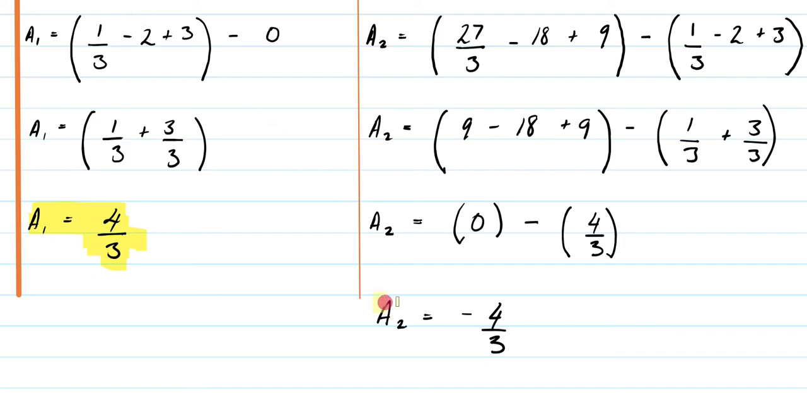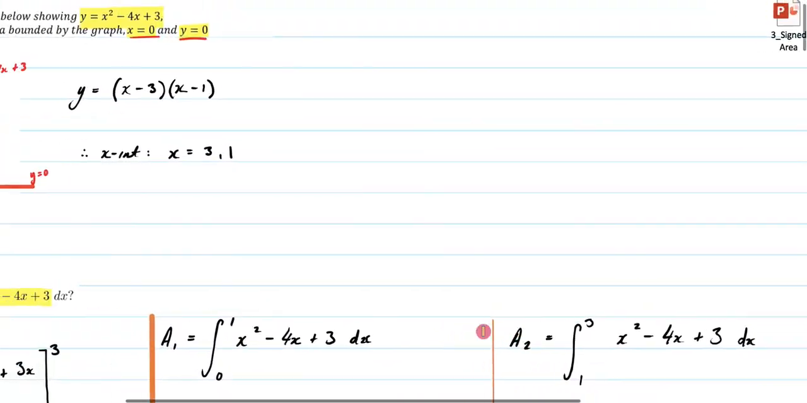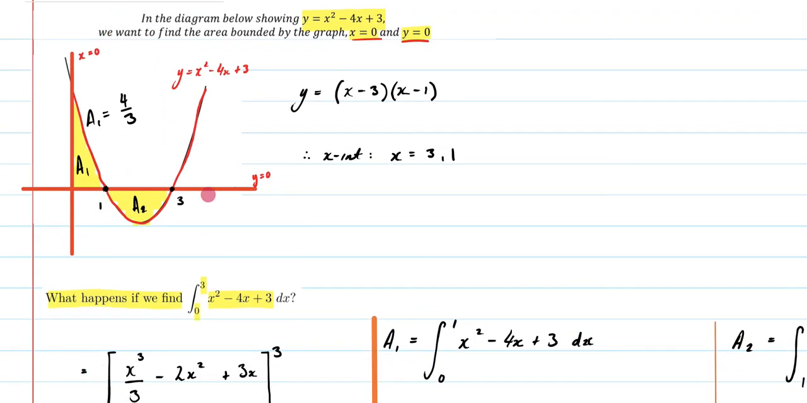Okay, so what is happening here? What I'm saying, if I come up here now, is that A2 is equal to negative 4 on 3. So this area right there is negative 4 on 3. This one is positive 4 on 3. Why is this happening? If we have a region under the x-axis, it's going to be negative. If we have a region above the x-axis, it's going to be positive. So what happened is when we found from 0 to 3, they cancelled each other out.